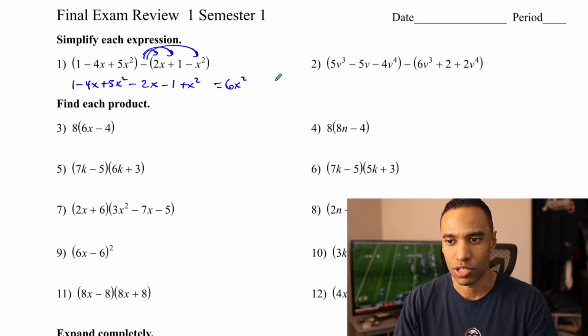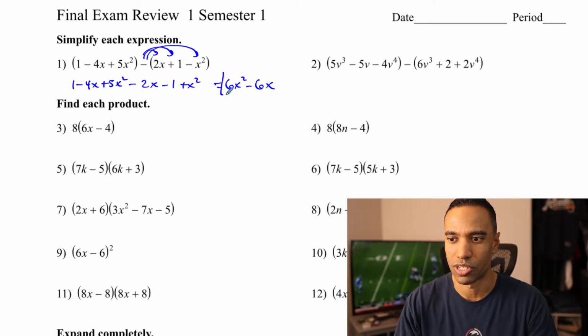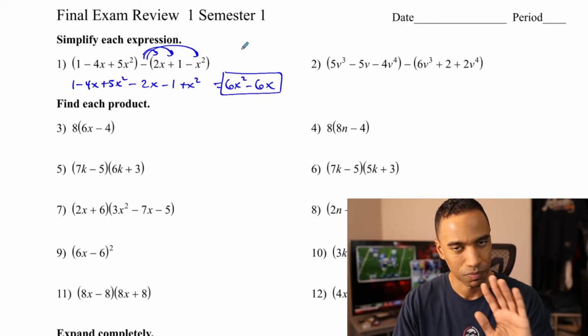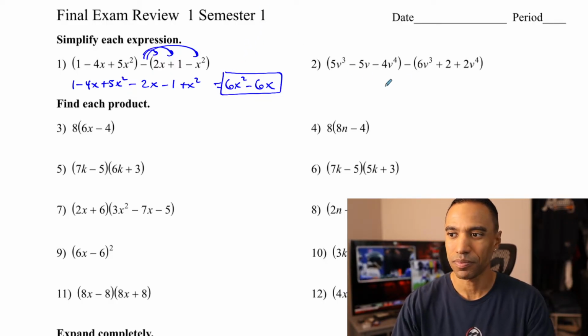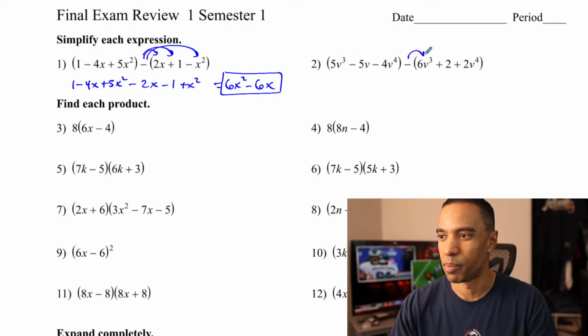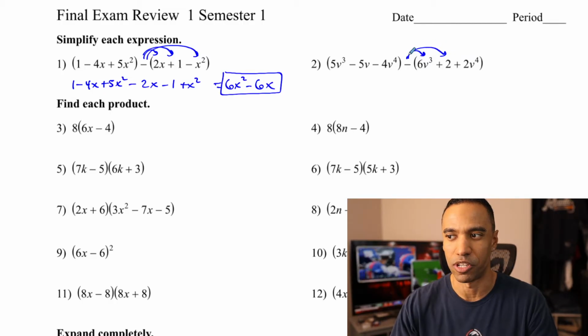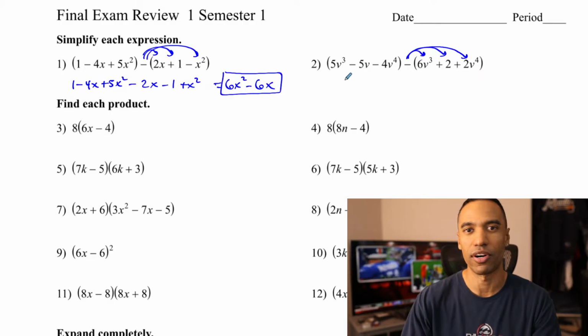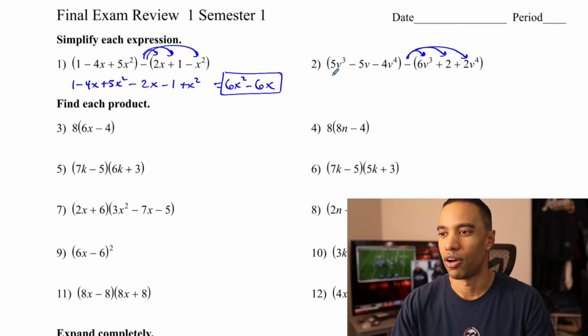Negative 4x minus 2x is negative 6x. And 1 minus 1 is 0. So it's just 6x squared minus 6x. I'm good. Moving on. Number 2. Again, distributing the negative. If this was a plus, I'd just be distributing the positive. If there was another number, I'd be distributing that value. All that good jazz.